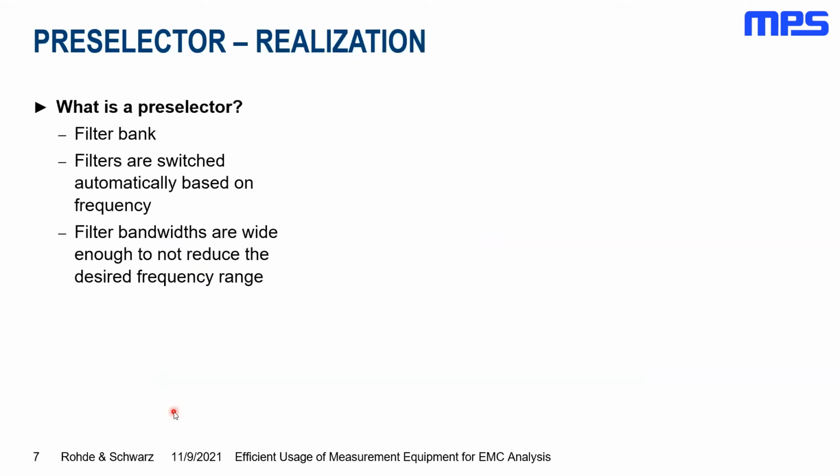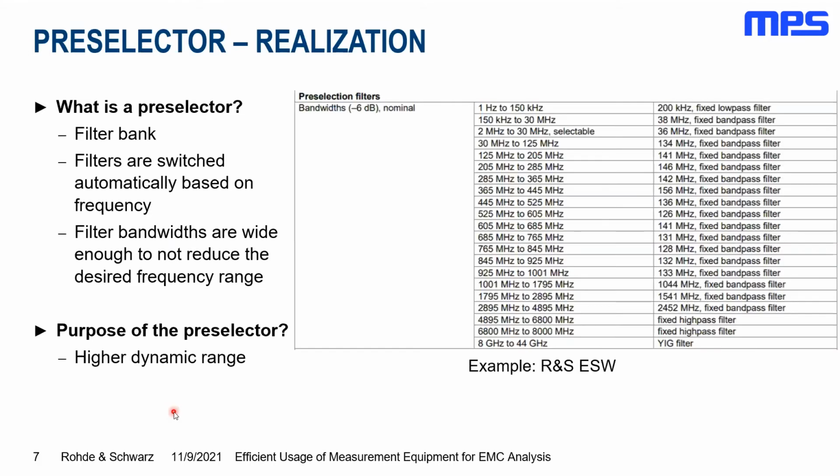How to interpret it? A preselector in general is a filter bank. These could be switched automatically based on frequency, and the filters are wide enough to not reduce the desired frequency range, so that we can measure them all together, and we have the high dynamic range. If we look in the data sheet, we'll see there's a whole bunch of these filters integrated, and in dependency of these different bandwidths we'd like to measure, those are switched afterwards, and we see this.